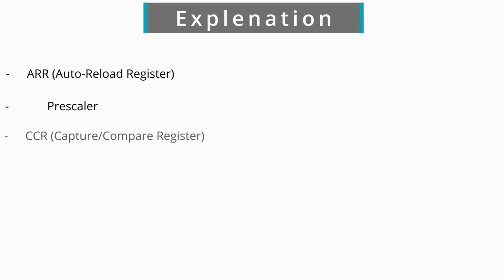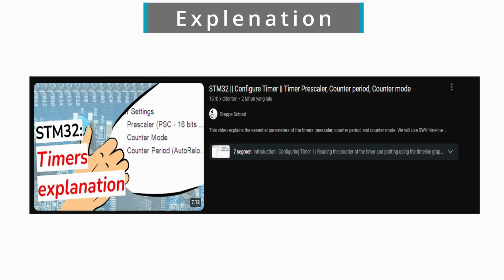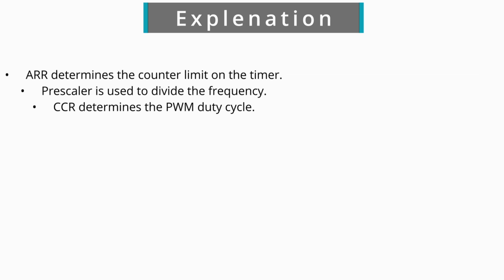There are three main parameters that we use to generate the PWM in STM32. The first one is ARR, the second one is prescaler, and the third one is CRR. I recommend you watch this great explanation on YouTube about how these three parameters affect the PWM. But in short, the ARR determines the counter limit on the timer. The prescaler is used to define the frequency. And the CRR determines the duty cycle of the PWM.